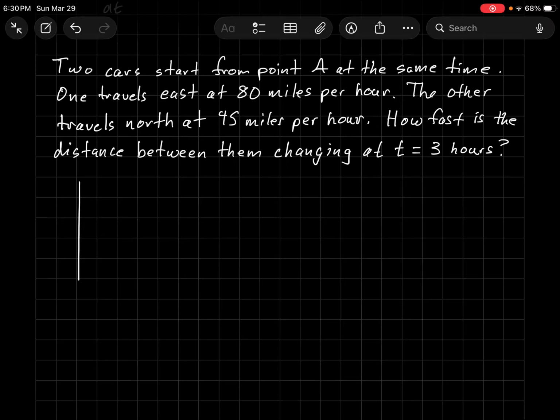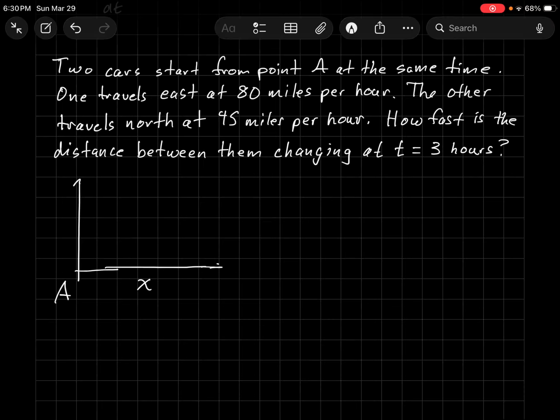All right, so let's draw a picture. That's the first thing I like to do in related rates problems. So a car is starting at point A, 2 cars. Call this point A over here. One's traveling east at 80 miles per hour. So I have a length over here that's changing, which means I need to label it a variable. The other car travels north, so this length is also changing.